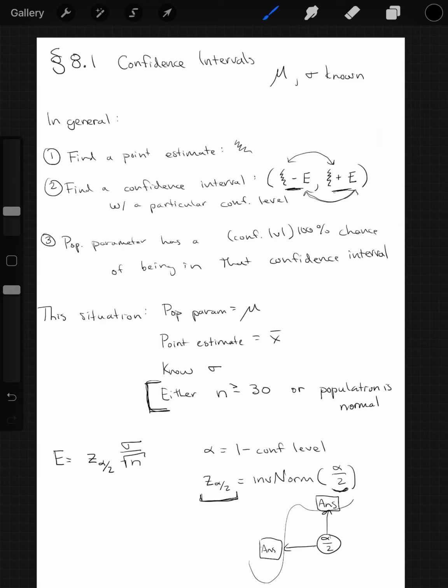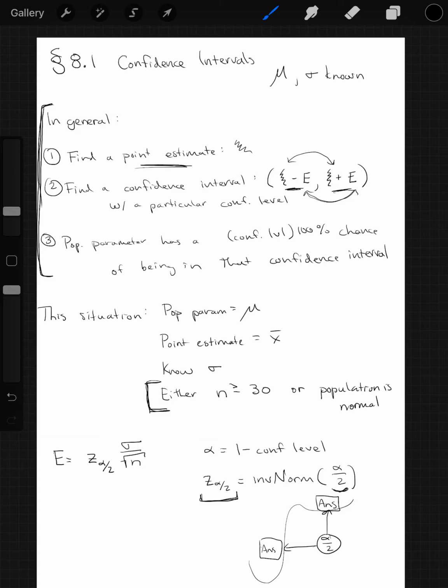So this is section 8.1. It's talking about something called confidence intervals, and we're going to be working with confidence intervals for the next little bit. So we started off by doing this in general portion, which defines how we're going to get a confidence interval, or what it means, more likely. So in general, we're going to find a point estimate, which is always going to have to do with a parameter.